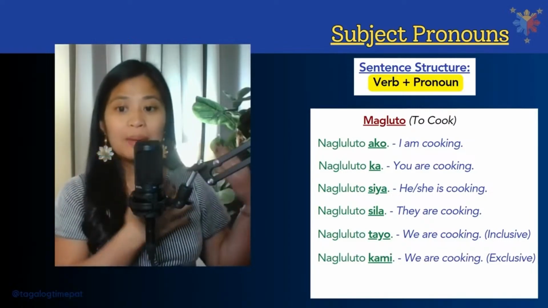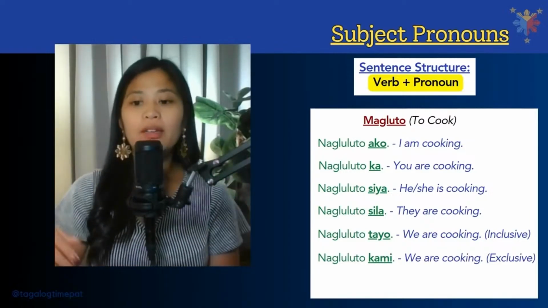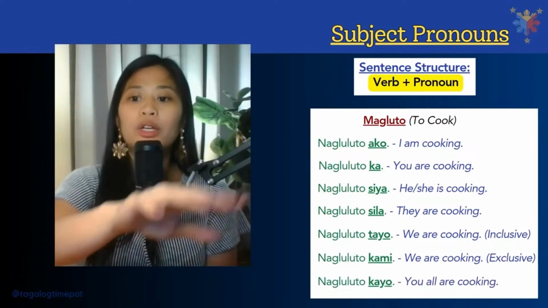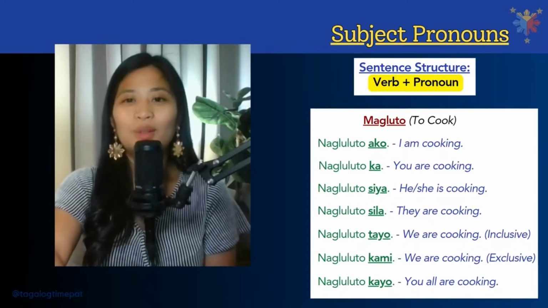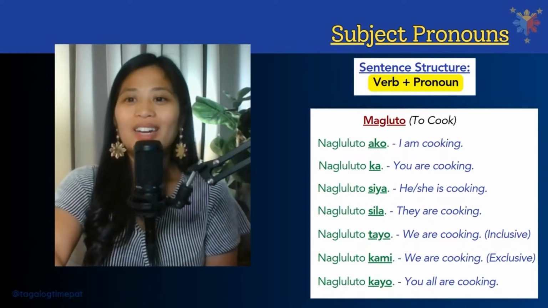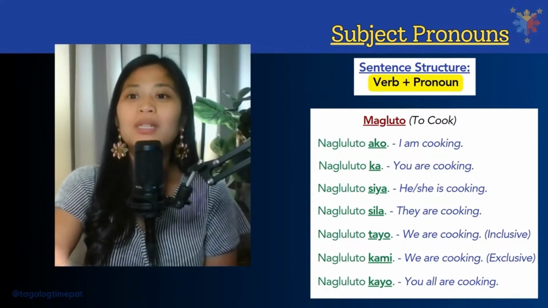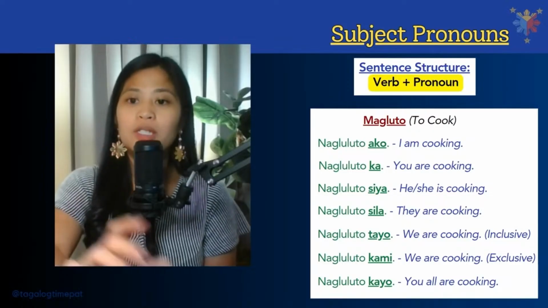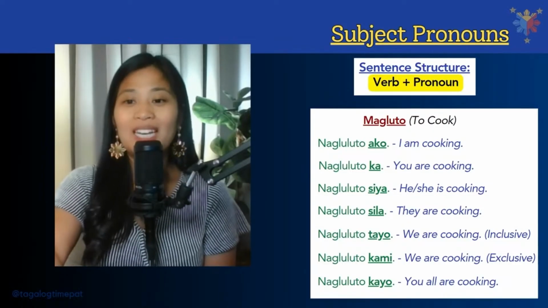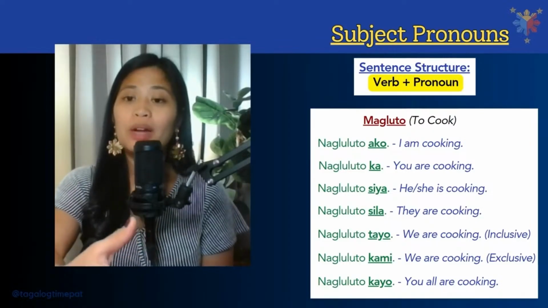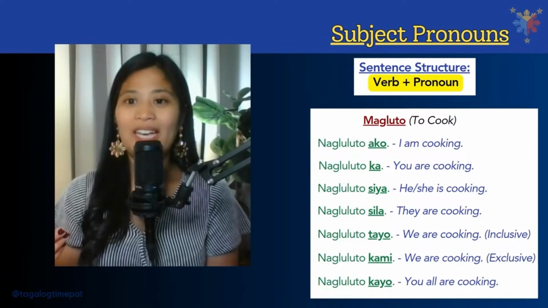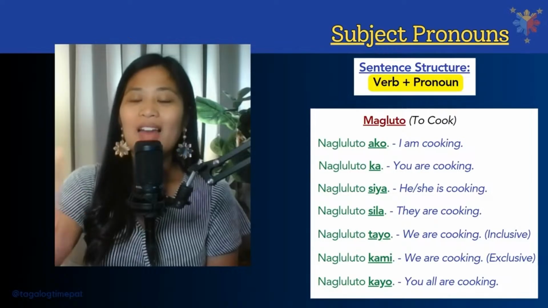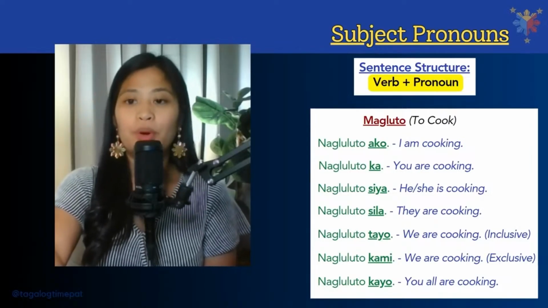Versus nagluluto kami. Me and my husband Chris, we are cooking. That's exclusive. And then nagluluto kayo, you all are cooking. Maybe you all as a class, nagluluto kayo. All right, so all of these examples just show the simple sentence structure, verb plus pronoun. So the verb goes first, and then the pronoun goes afterwards. It's the opposite of English where the pronoun goes first. Like, I am cooking, I is the pronoun, and then it's the verb cook. So in Tagalog, it's the opposite, verb plus pronoun.